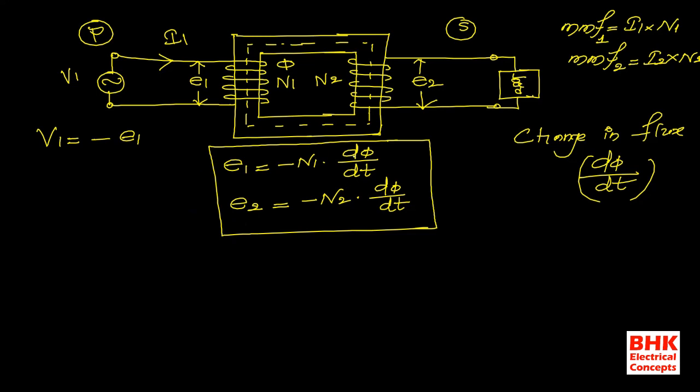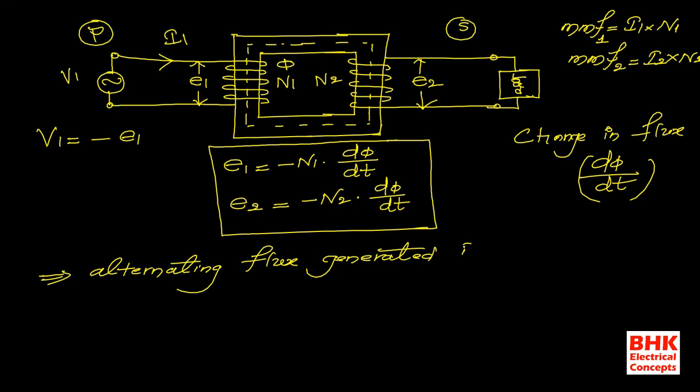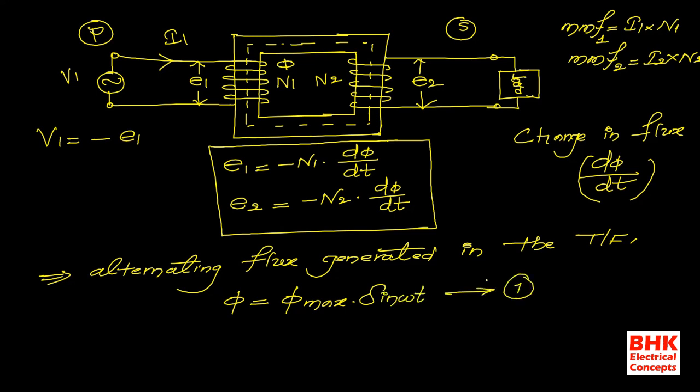Now see here, in this expression, E1 is equal to minus N1 into d phi by dt. Here, we know that without change in flux, it is not possible to get the exact equation of an EMF. That is the reason why the alternating flux generated in the transformer is given by phi is equal to phi max into sine omega t. Assume this is equation number 1. So this is the alternating flux expression.